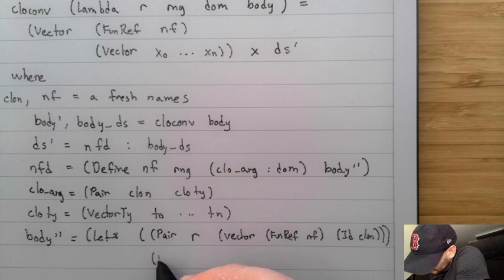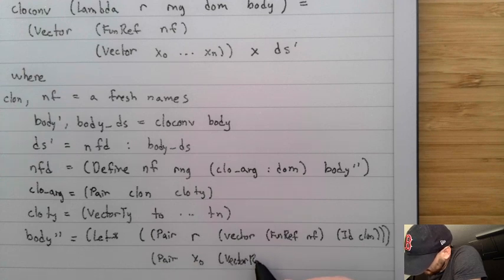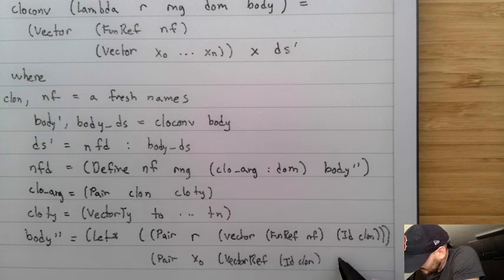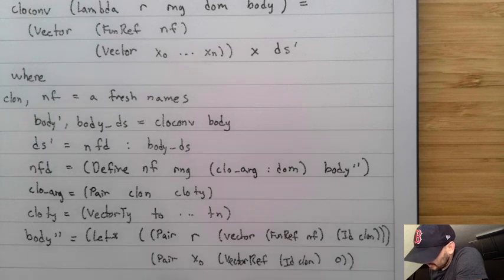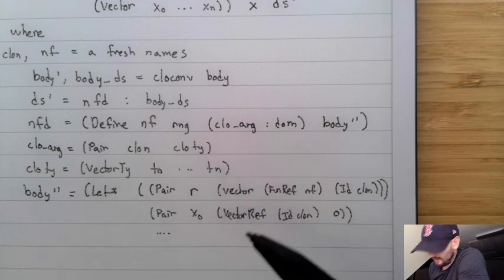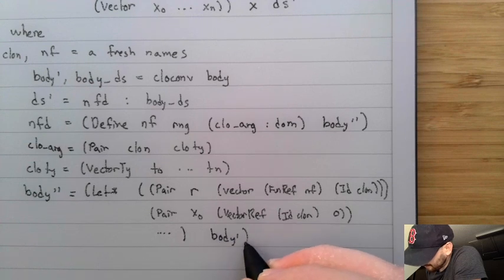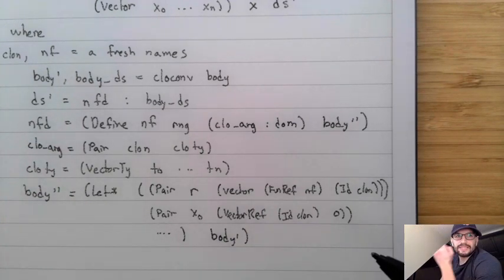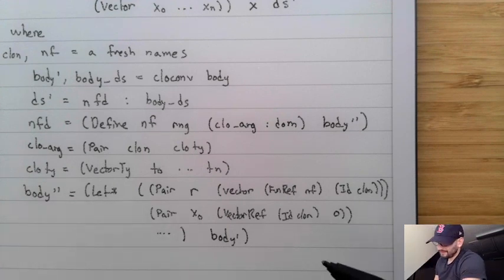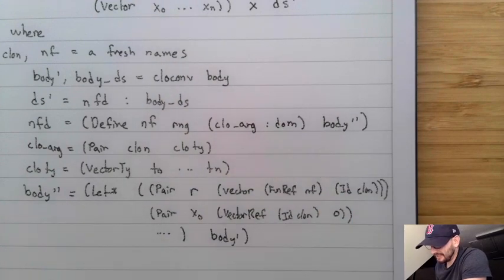Then we need to have pairs of x0 being equal to a vector ref of the closure name and 0. And then we need to do that for each one of the variables up to n. We'll close that let, and inside there we'll have body prime. So at this point, we're basically done. The only thing left is that we need to say what x0 through xn is, and what t0 through tn is.